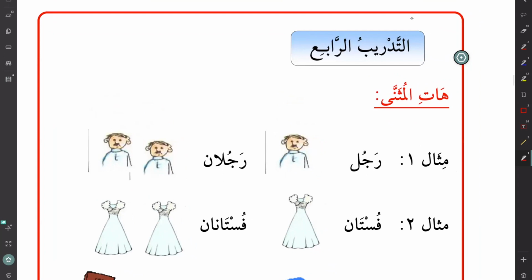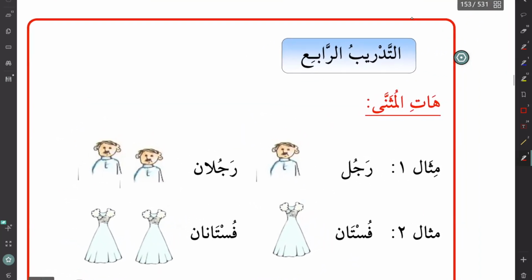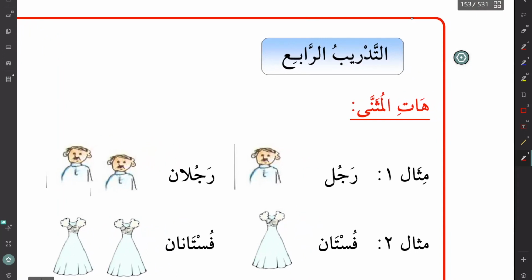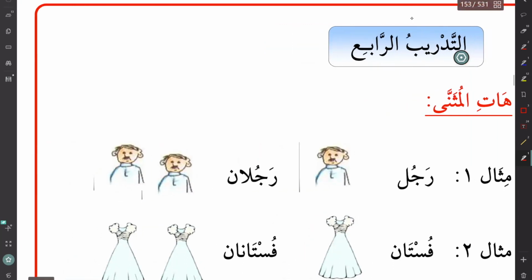Okay, so now we have a tadrib rabi. This one is a little bit interesting. It says hati muthanna. Remember, I mentioned in Arabic numbers are divided into three groups: singular, then we have a dual, and then we have a plural. Singular is of course just one object, dual is exactly two, and plural is three or more.